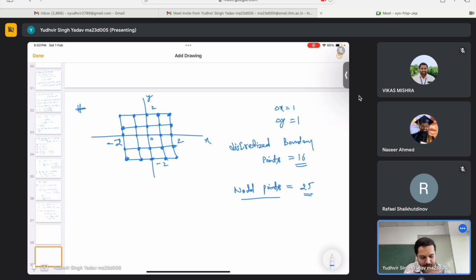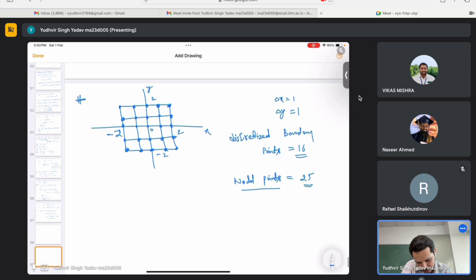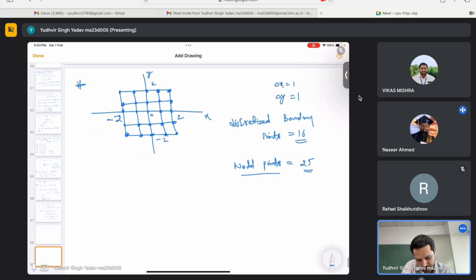I'm not sure, it might be 2 to the power 4 for boundary points. I will check and tell you. Discretized boundary points are the points on the boundary, but there's a specific formula using which we can solve for the larger grids. I will check this one.